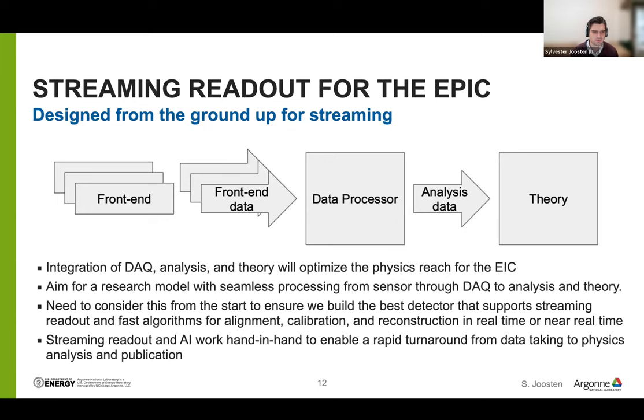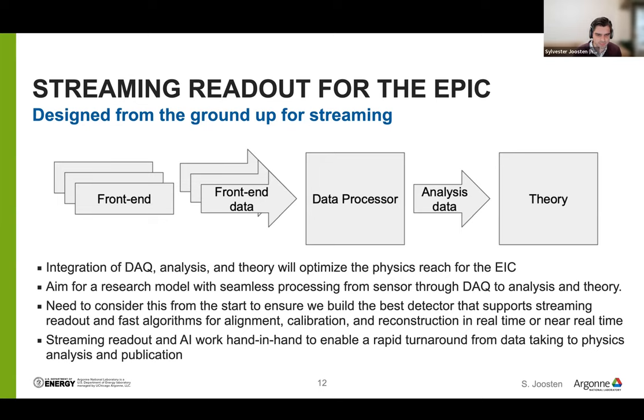For the EIC, we really want to have a very strong integration of the DAQ, analysis and theory chain into something that we think about in a holistic fashion rather than something that comes with these discrete steps. Here are the DAQ steps, here we have our analysis, and here we have our theorists that wait 10 years to look at the data. So we aim for a research model with a more seamless style of processing from sensor through DAQ to analysis and theory. This is something that we need to consider from the start.